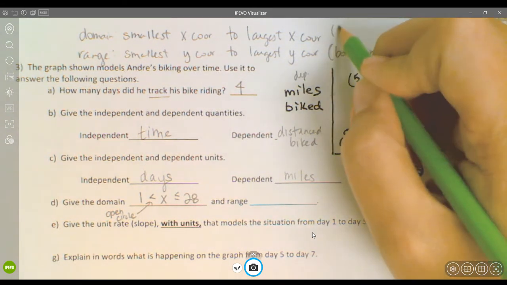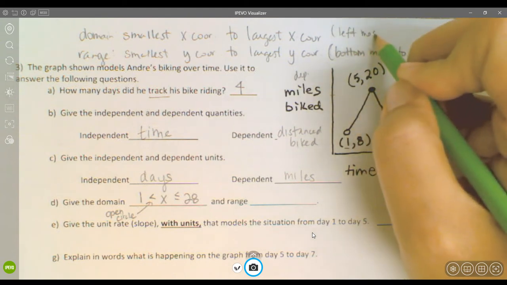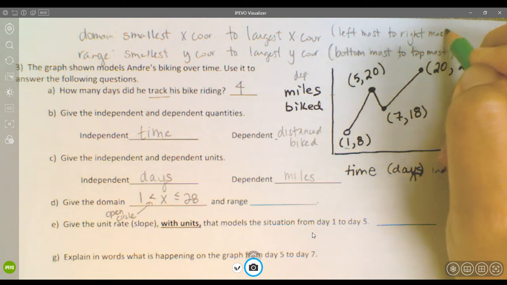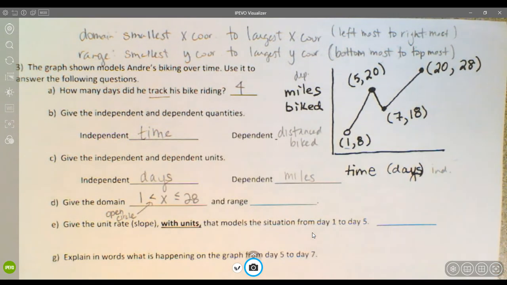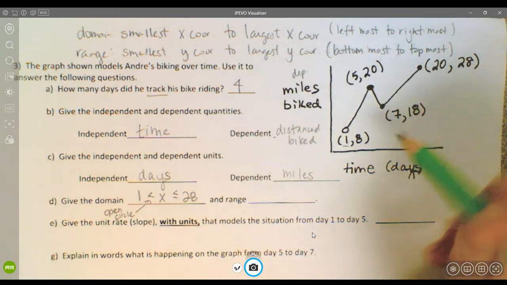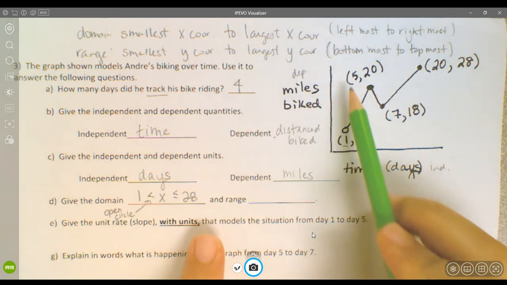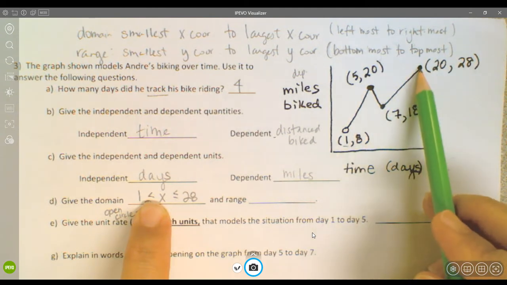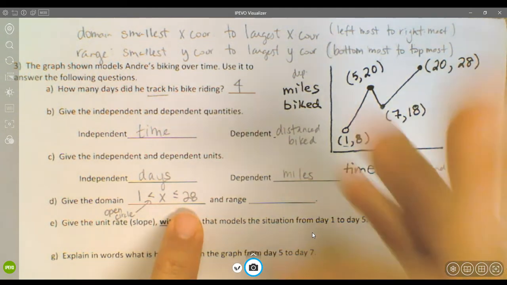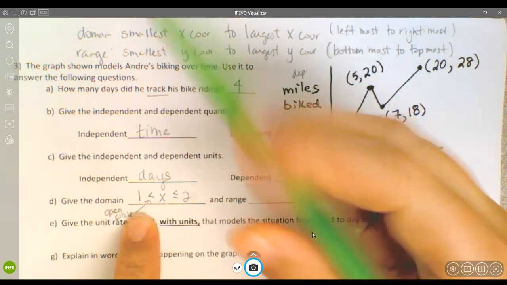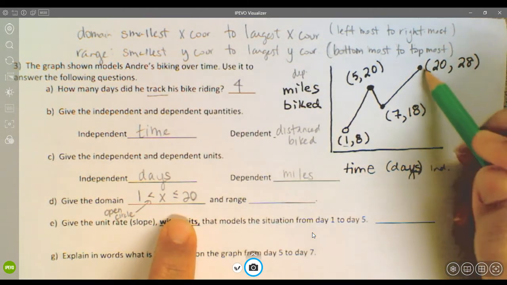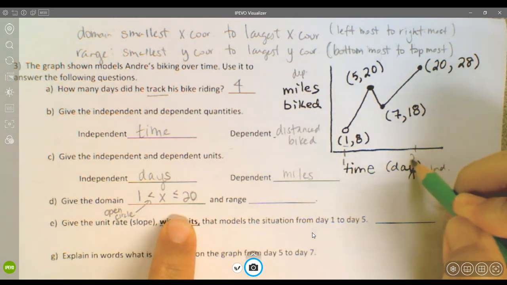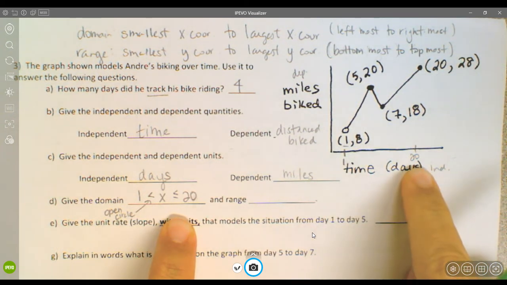So let's go and do the range. Domain is leftmost to the rightmost. All right, so let's look at it. My domain, the furthest to the left that I can go is 1, but I do not include 1. The furthest to the right that I go is out to 20. Oh my gosh, I'm so glad I looked that over. The leftmost I go is to 20. So from 1 to 20, there's my domain.